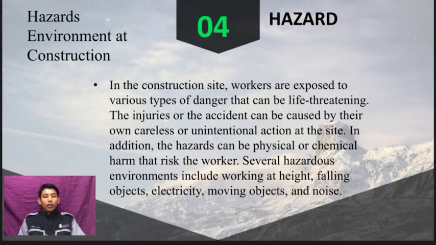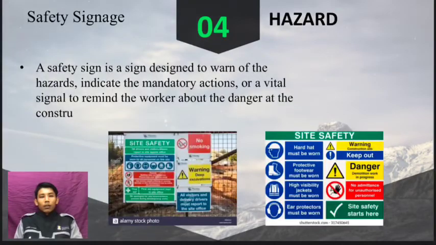As we know, a construction site has very dangerous things and hazards. To protect workers from hazards, the construction site must have safety signage. A safety signage is a sign designed to warn of a hazard, indicate a mandatory action, or give a vital signal to remind the worker about the danger at the construction site.